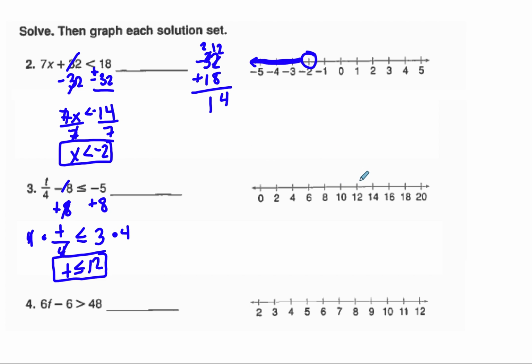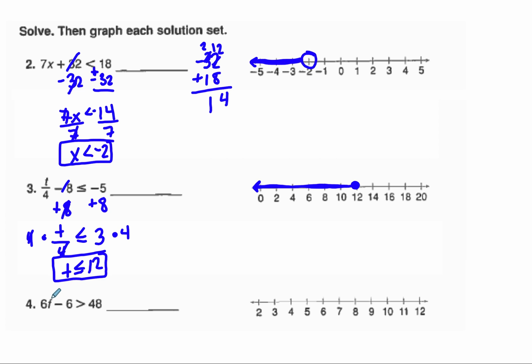All right, so I have an open, oh, actually, no, I have a closed circle on 12, because this extra line tells me it could equal 12. 12 is part of my solution set. And then it's less than, so we're graphing to the left, or shading to the left. Any one of those numbers I could put in for t and it would be true. So if I pick -10, this is a -10. If I pick -10, that is less than or equal to 12.